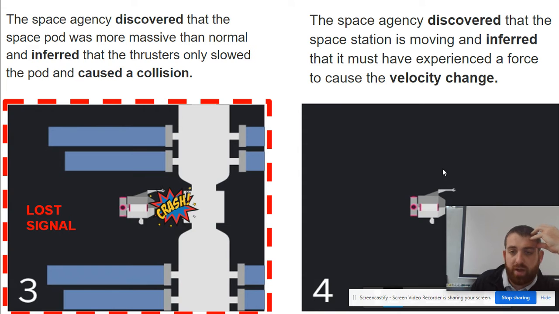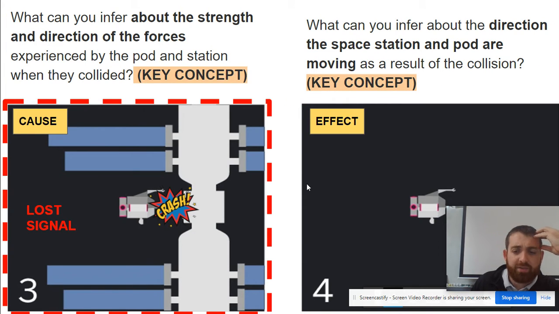And we also were able to infer, after our space agency discovered, that the space station is moving, and they inferred that it must have experienced a force, because we know that in order for an object to change its velocity, a force must be exerted and cause the velocity changes that we are observing here in time 4.